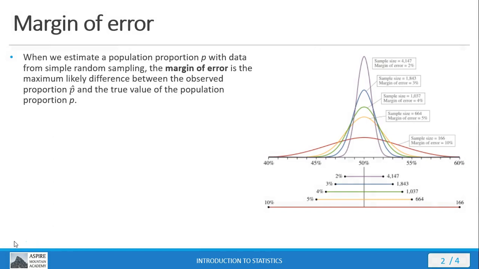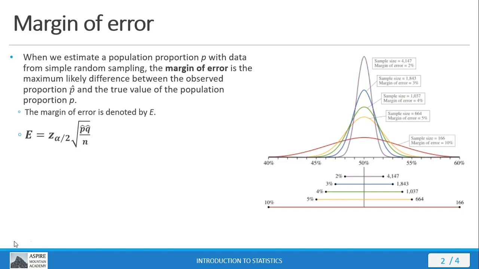When we estimate a population proportion with data from simple random sampling, or indeed when we're estimating any population parameter, the margin of error is the maximum likely difference between the observed proportion and the true value of the population proportion. In other words, it's the maximum distance between our point estimate and the true value of what it is that we're trying to estimate. In essence, this provides the range or interval that we call the confidence interval. And we denote this margin of error with a capital letter E.